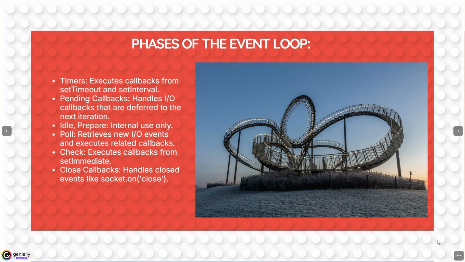There are some phases of the event loop. One is timers. It executes callbacks from setTimeout and setInterval. Next, pending callbacks. It handles I/O callbacks that are deferred to the next iteration. Next, idle, prepare. These are internal use only. Poll retrieves new I/O events and executes related callbacks. Next, check executes callbacks from setImmediate, and close callbacks. This handles closed events like socket.onClose.